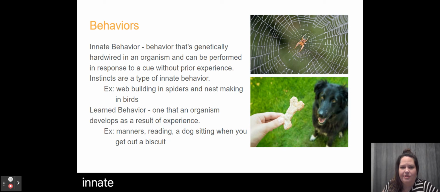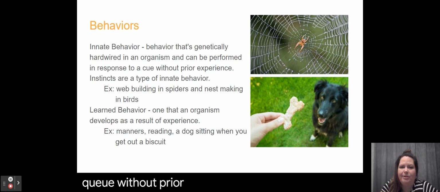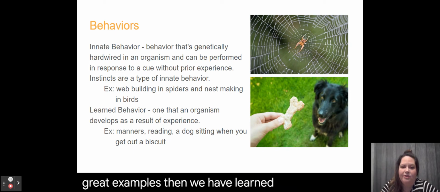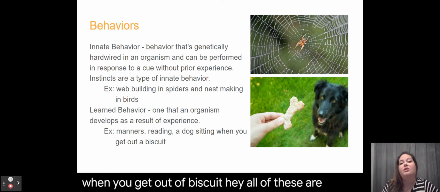All right, so there are two different types of behaviors when we talk about behavioral adaptations. There are innate behaviors. These are genetically hardwired into an organism and can be performed in response to a cue without prior experience. Instincts are a type of innate behavior, they just happen like that. Web building in spiders and nest making in birds are great examples. Then we have learned behaviors. These are ones that an organism develops as a result of experience. Manners, reading, a dog sitting when you get out a biscuit, all of these are learned behaviors.